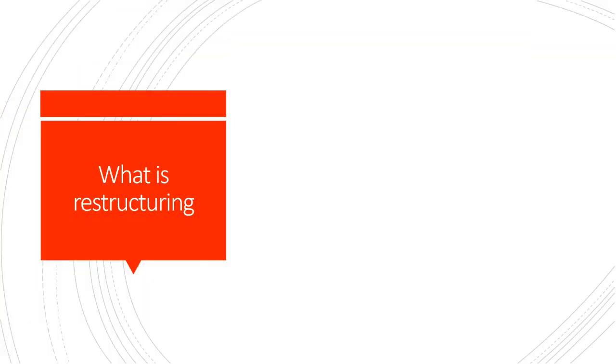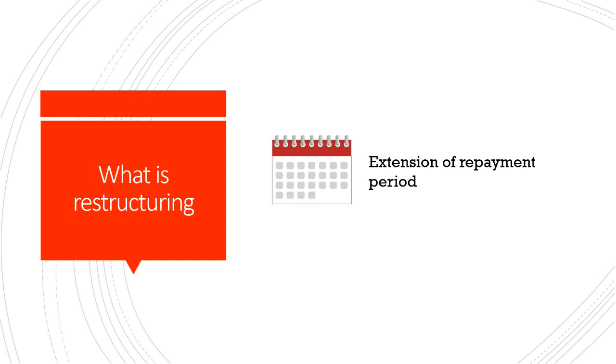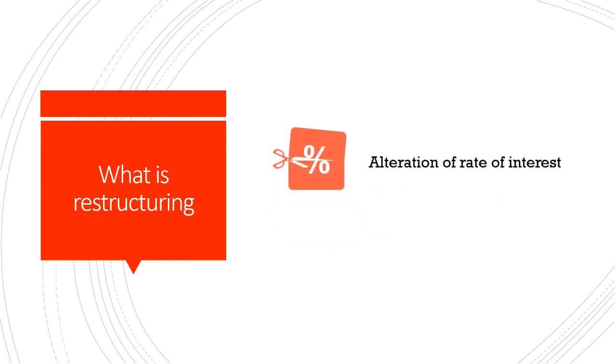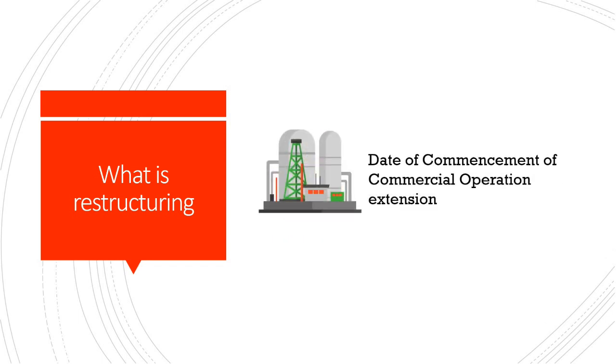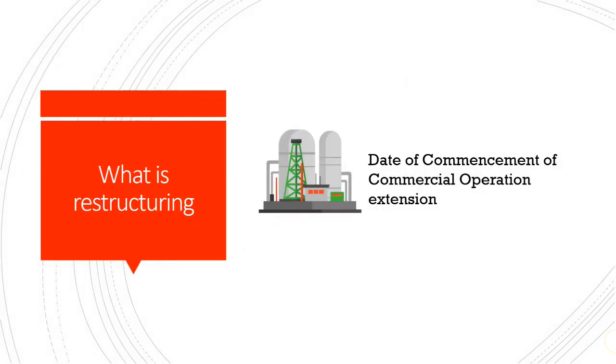Now, what is restructuring? Restructuring essentially means modifications in terms of credit facilities for economic or legal reasons relating to borrower financial difficulty. So what are the kinds of modifications possible? Extension of repayment period, EMI or repayment terms alteration, alteration of rate of interest, and extension of date of commencement of commercial operations. Now mind it, the first three modifications can be due to change in MCLR or EBLR, but that will not count as restructuring, okay?